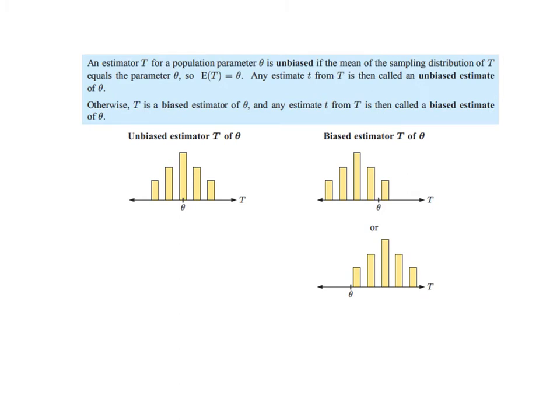These two are biased estimators of theta, because when you plot the sampling distribution of T, its mean is different from the population parameter. And in this case, the same. So these ones are biased. We are, of course, looking for unbiased estimators of theta. However, as we saw on the previous page, we can have various unbiased estimators. How do we decide which one is better than the other?